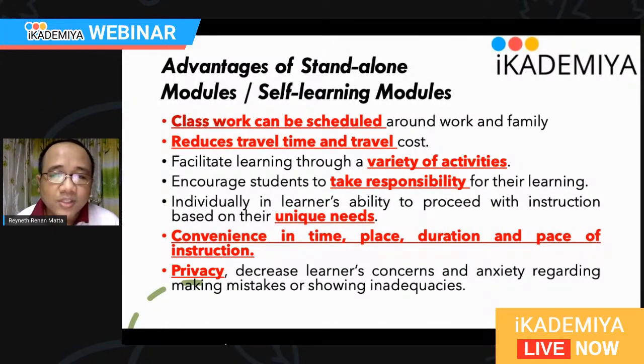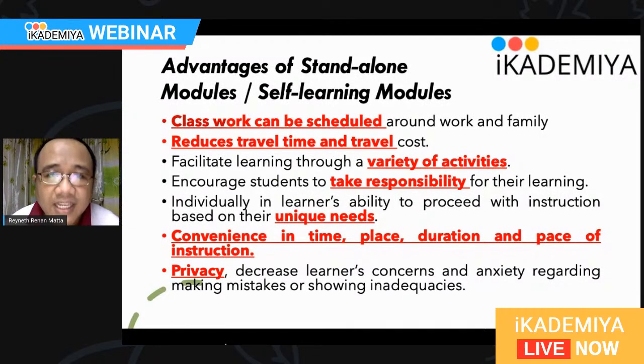Now, standalone modules can also promote students' responsibility for his or her own learning. In this case, when we talk about modular distance learning, majority of it is mostly asynchronous, meaning the students will have this freedom of choosing what time he or she will do the module. Also, it is convenient in time, place, duration, and the pacing of the instruction.